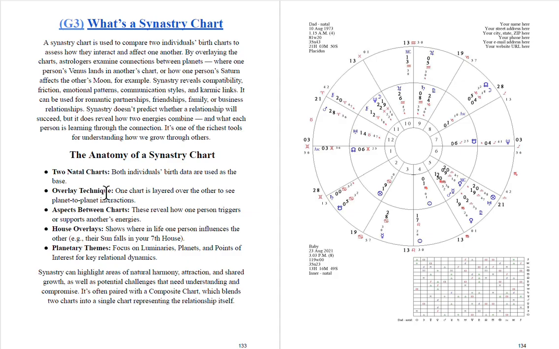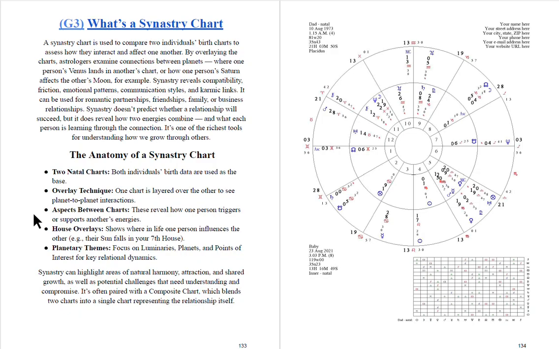So the next part is the overlaying technique. One chart is layered over another to see planet-to-planet interactions. So what that means is the overlaying technique places one person's chart directly on top, like this right here, of another person's chart, which is the bottom chart right here. These interactions reveal attractions, tension, ease, familiarity, and emotional patterns between the two people. Synastry aspects describe how people experience each other, not just how they experience themselves.